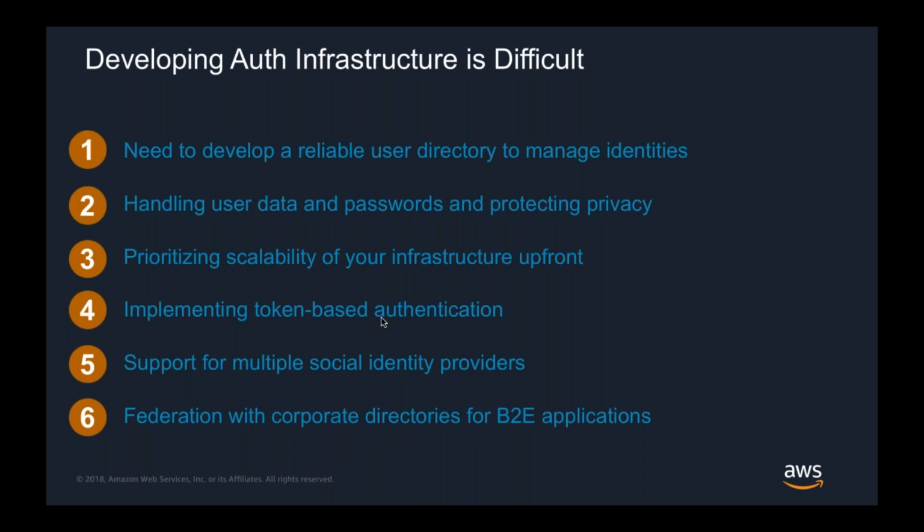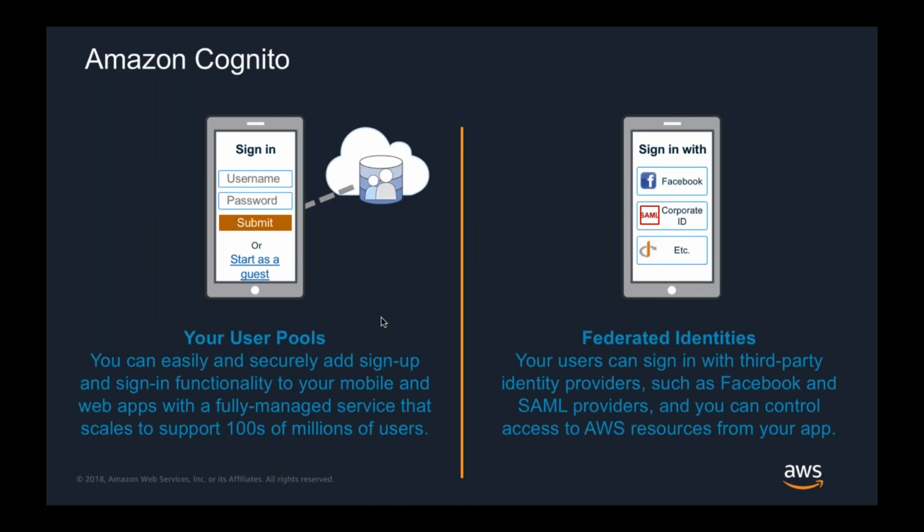So we understand why user identity is important in apps, but developing actual auth infrastructure is difficult. Most organizations aren't experts in writing identity systems and usually don't want to be either. They typically want to focus on the important work of building the functionality in their app and improving their user experience. And that brings us to the last of the three services I initially mentioned, which is Amazon Cognito.